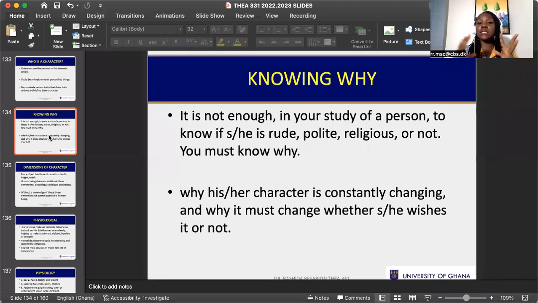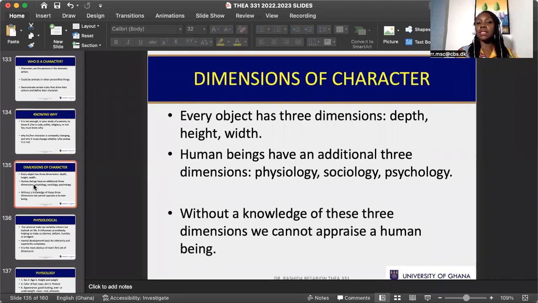Our circumstances shape who we become. And if somebody has become something, it means that there are causes to those effects in the person's life. Okay. And so when we are considering characters, we have to look at them beyond what we see on the surface to find out why.